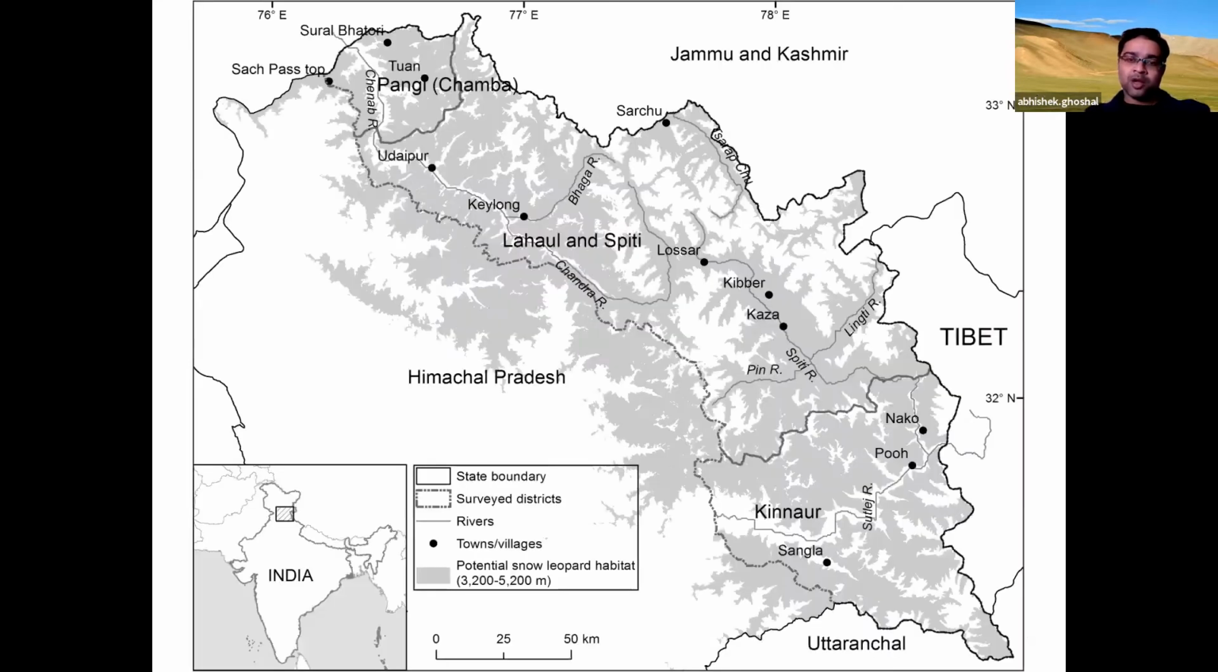So, for example, we might have an area of about 15,000 square kilometers, as you can see on this map. So this is one particular area in northern India, the state of Himachal Pradesh, where we have about say 26,000 odd square kilometers.